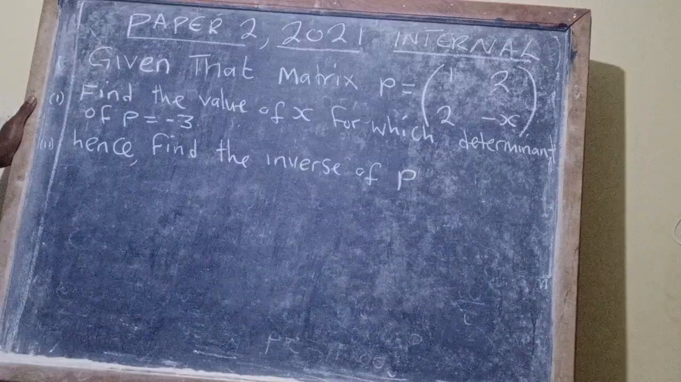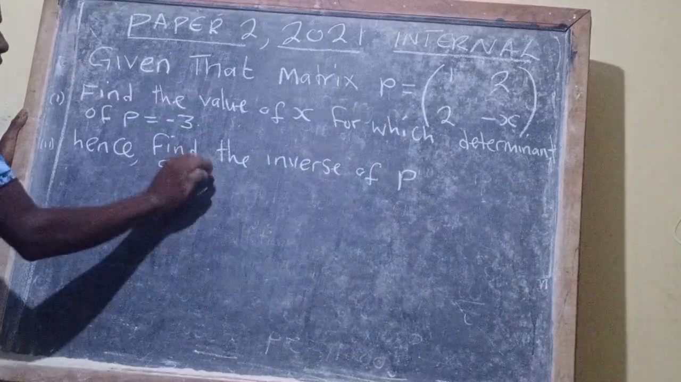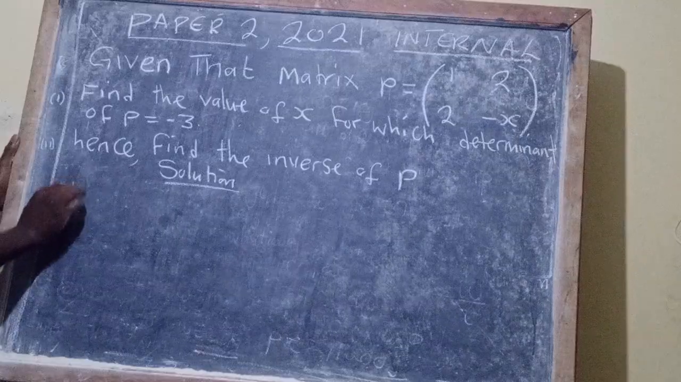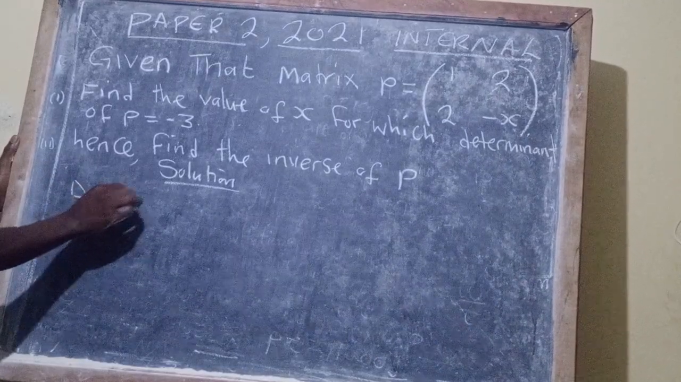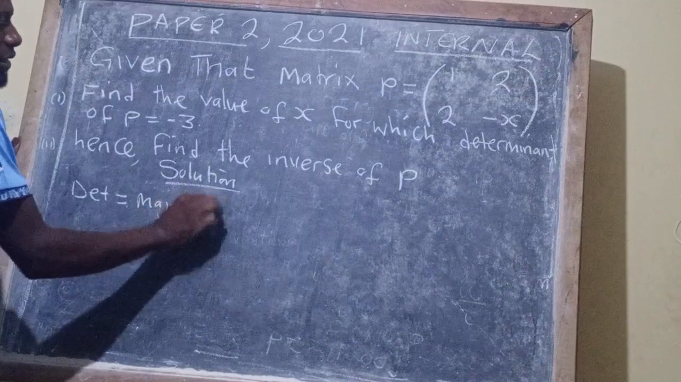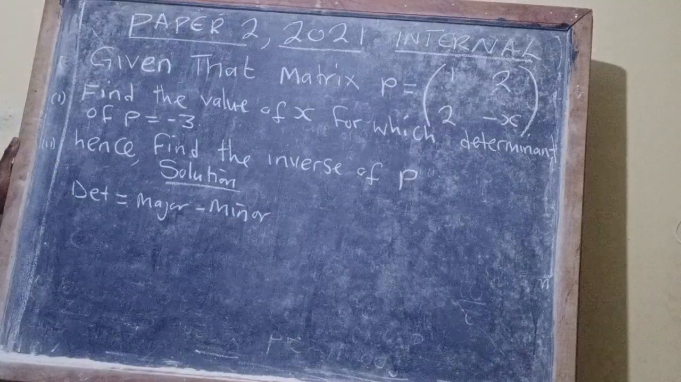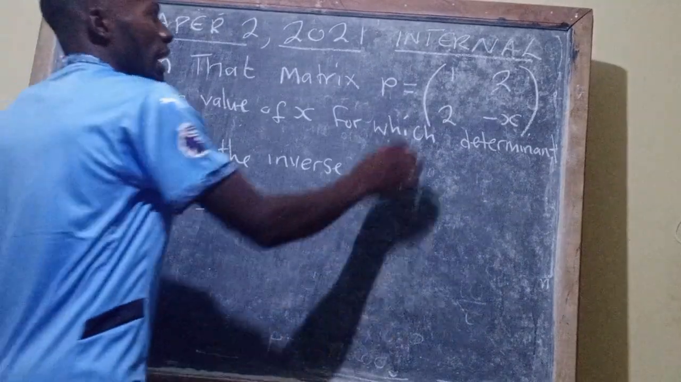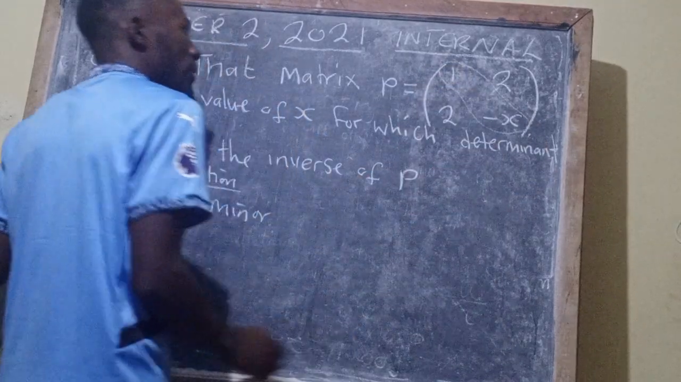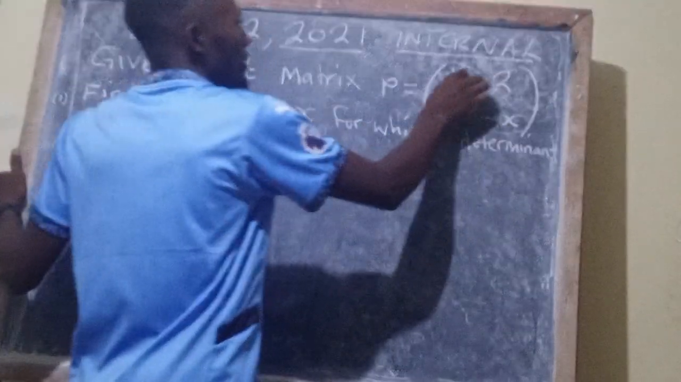So how do we find the determinant? We start here, solution. We find the determinant by multiplying the major diagonal, then minus the minor diagonal. When you look at the major diagonals in your matrix, these are the numbers found here. These are what we are calling the major diagonals. Then the minor diagonals are these numbers that are found here.